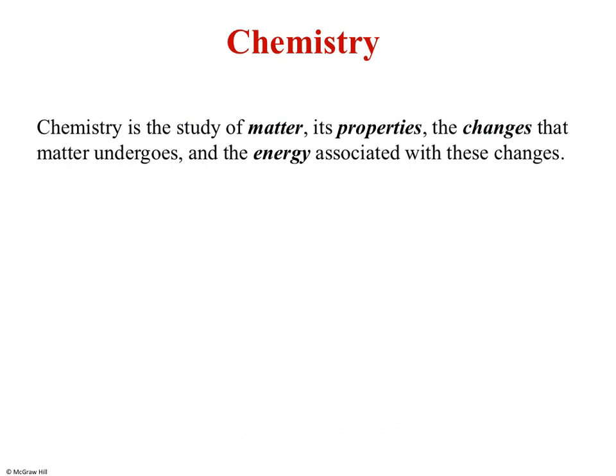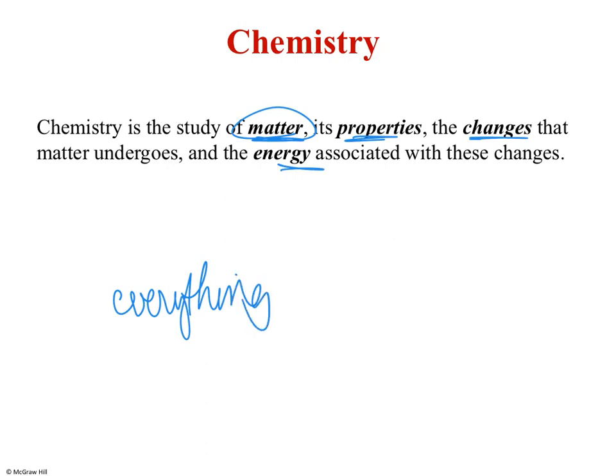All right, so let's talk about chemistry, folks. Chemistry is the study of matter, its properties, and the changes that matter undergoes, and the energies associated with these changes. So let's look at matter. Matter is something that takes up space and has mass. Everything, folks, everything that you touch and see, and even things you can't see, are made of elements that go into making compounds. Okay?